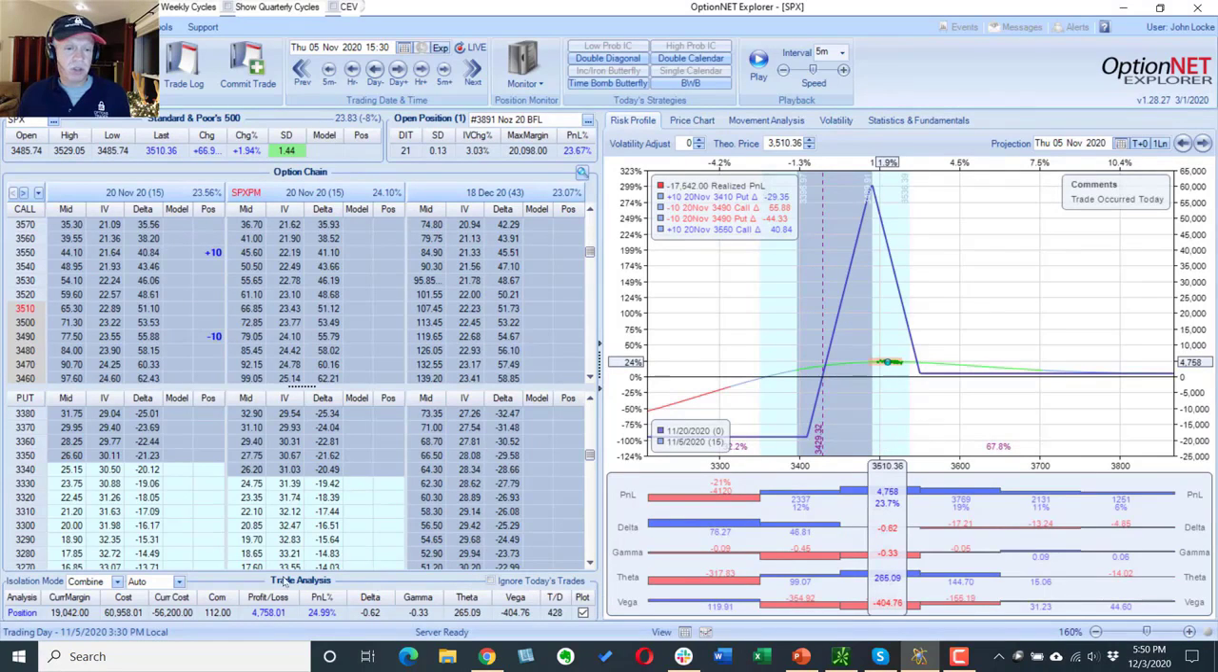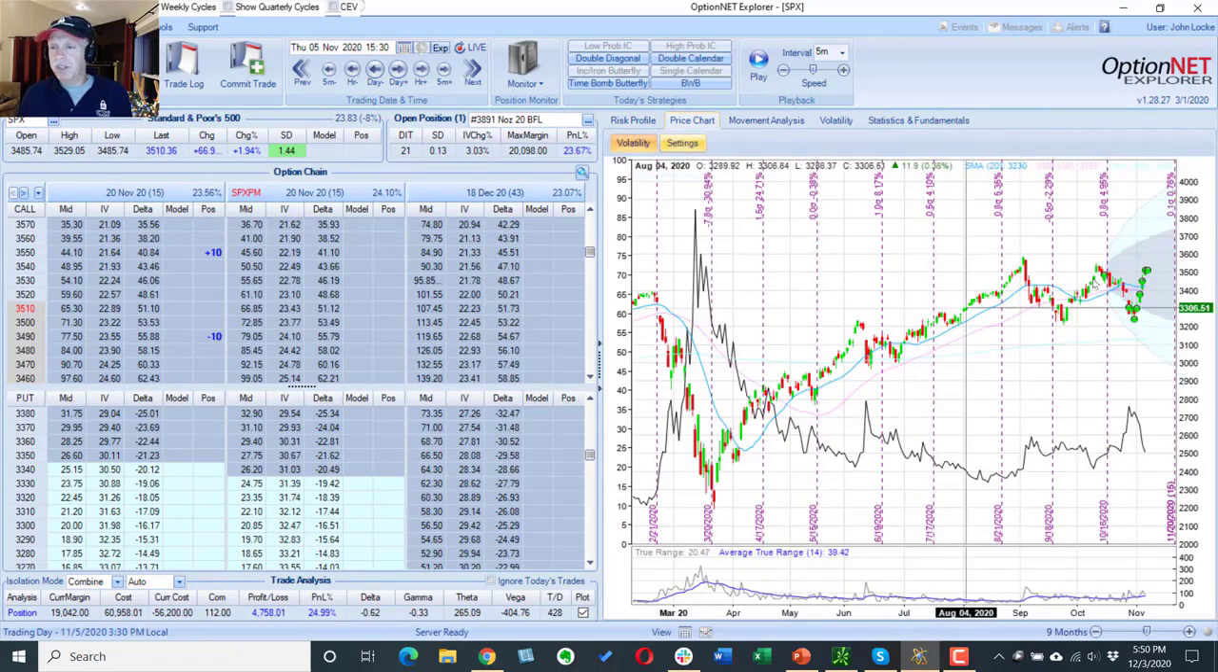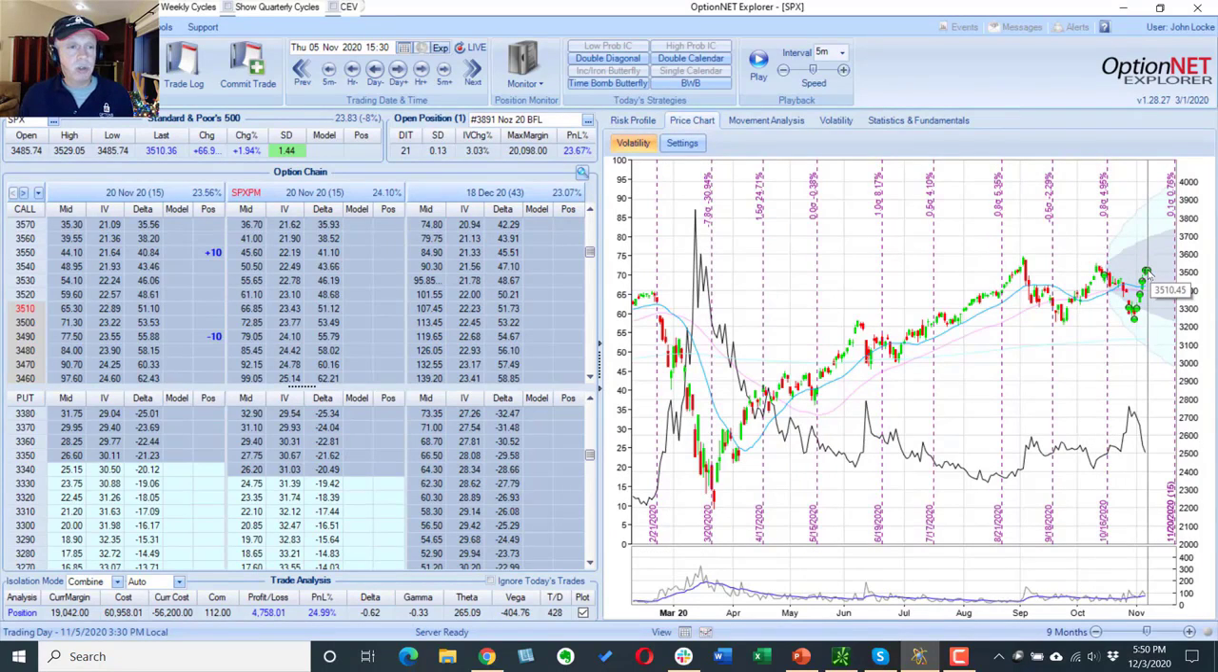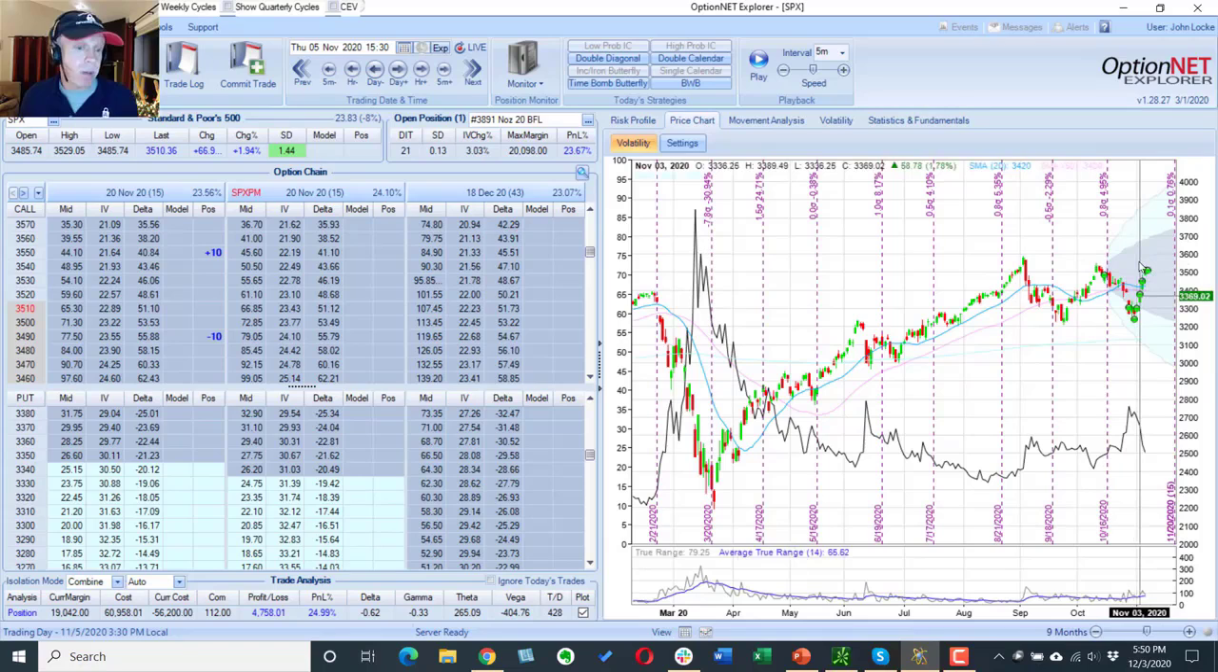And that brings me to a delta number of flat again. So now I'm neutral delta. So once we get up into this area here, we are expecting a stall in the marketplace. Usually when we get a stall in the marketplace after such a big move, we'll get what we call a pop in our profit and loss.